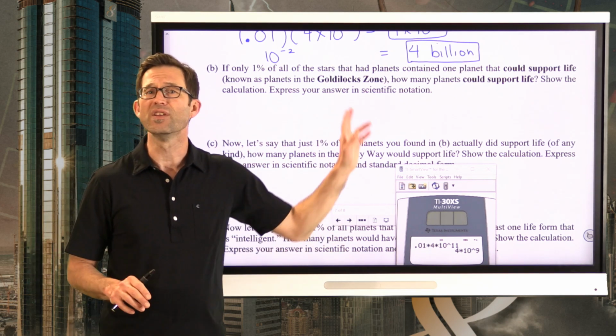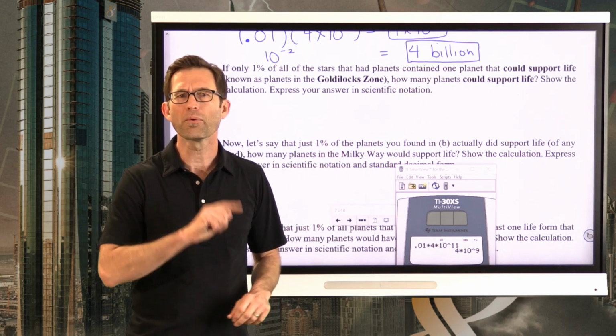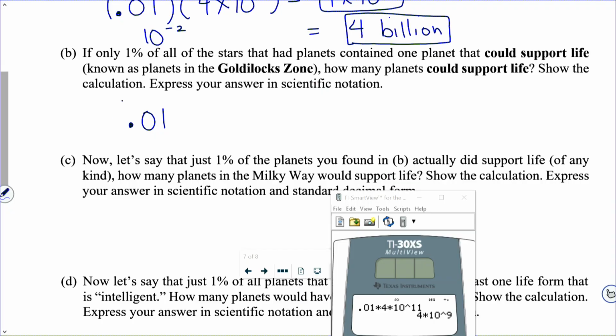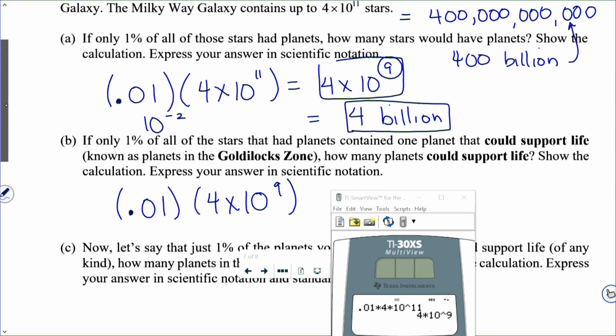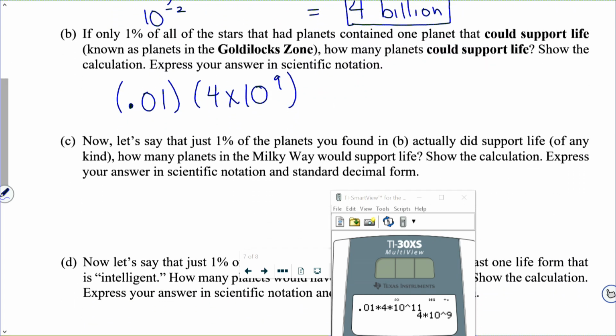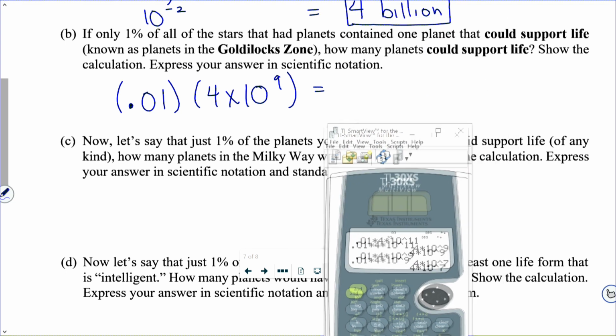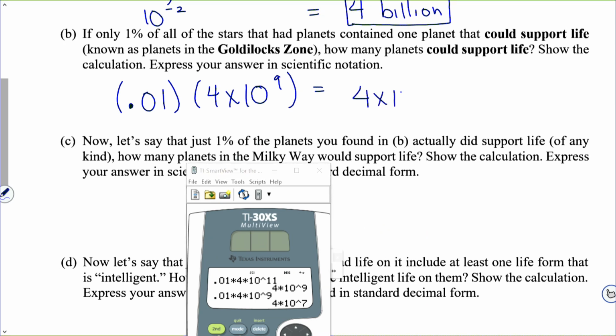So let's just say of these 4 billion, only 1% of them even has a planet in the Goldilocks zone. Well, that would now be 0.01 times 4 times 10 to the 9th. Remember, that's how many of our stars even had planets. Let's just say 1 in every 100 has a planet in the Goldilocks zone. And this should be no surprise when we do 0.01 times 4 times 10 to the 9th, we now have 4 times 10 to the 7th. Now, what is 4 times 10 to the 7th? That's actually 40 million.